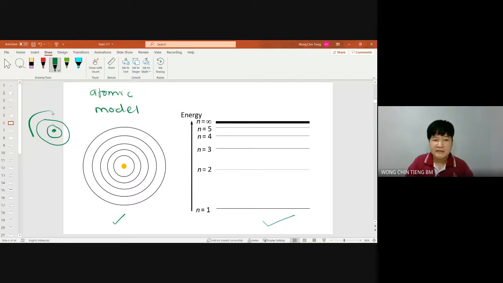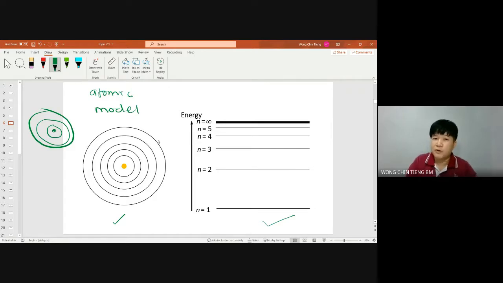Paling banyak tiga. Betul? So nak lukis tiga bulatan, tak ada masalah, lukislah atomic model tu. Tapi kat sini, you might come across n equals to 5, 6, 7 and so on. Nak lukis tujuh bulatan, sure? So masuk exam lukis bulatan je lah. Okay? So we are not using atomic model over here to answer the question. It's not because it's wrong. It's only because it's not compatible to our question.